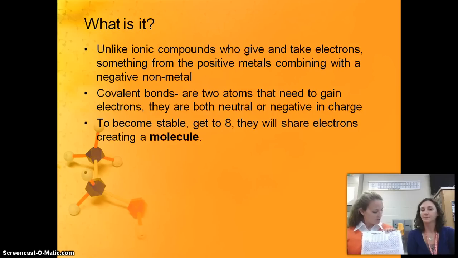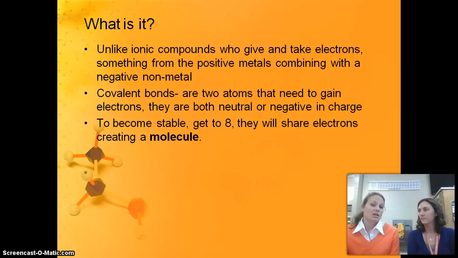But for the most part, you're going to have your nonmetals joining together, and they're going to share to become stable and to get to 8. It's really kind of a pseudo 8 where you're sharing. The electrons are going to move between both atoms, and nobody's really got a full 8. The electrons keep moving, and as they circle, they've got their 8 and they're happy.